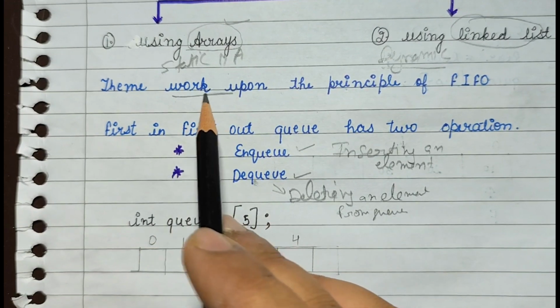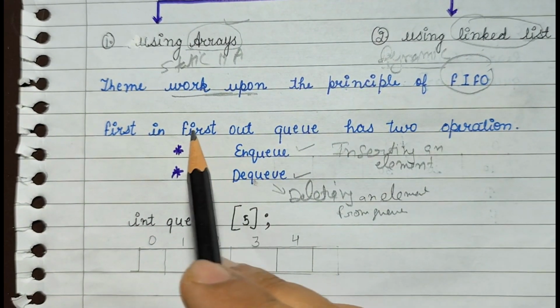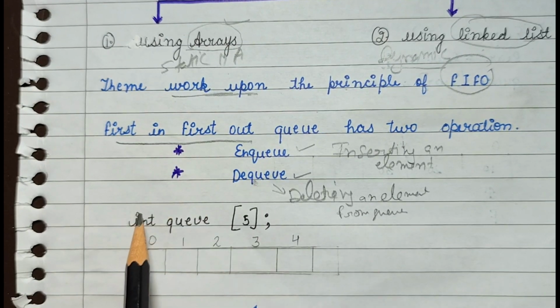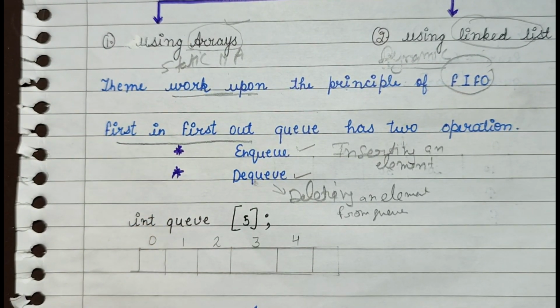And a queue works upon the principle of FIFO. FIFO means first in first out. First in first out means the element which is inserted first is also deleted first. That is first in first out.